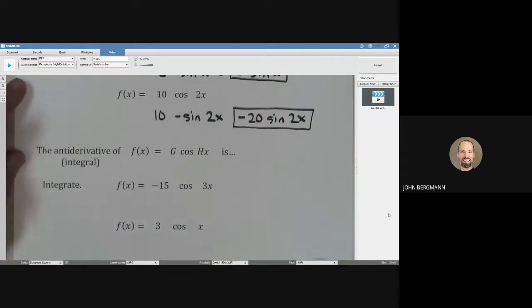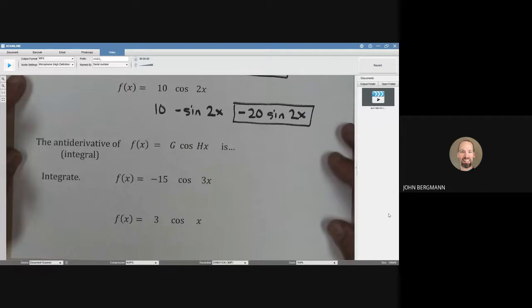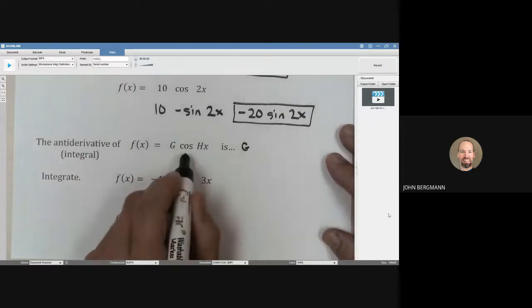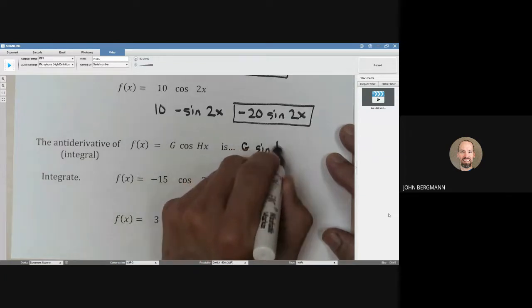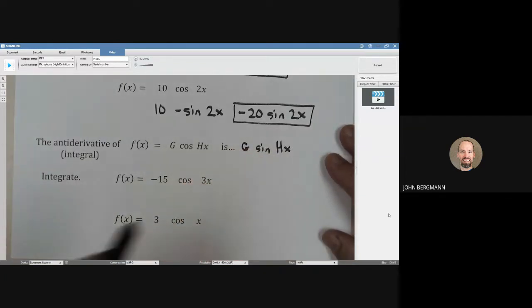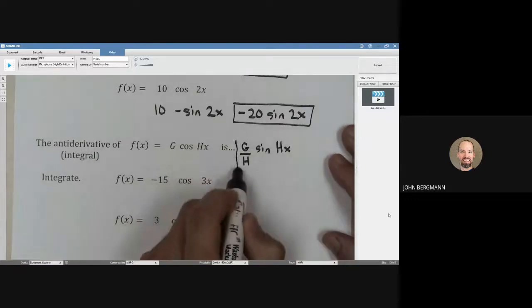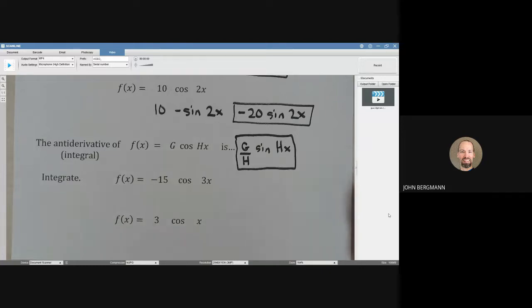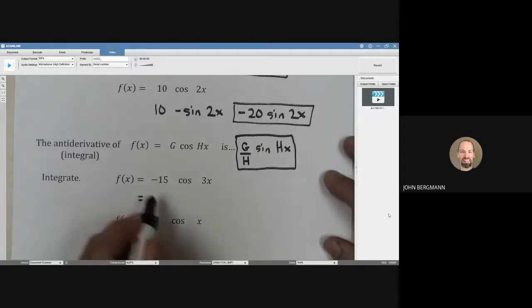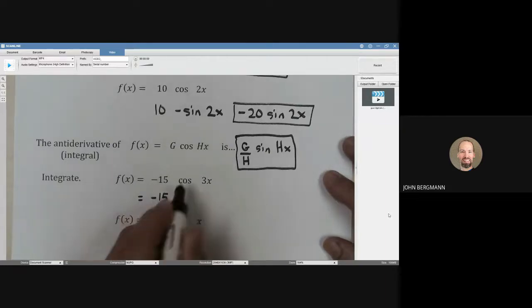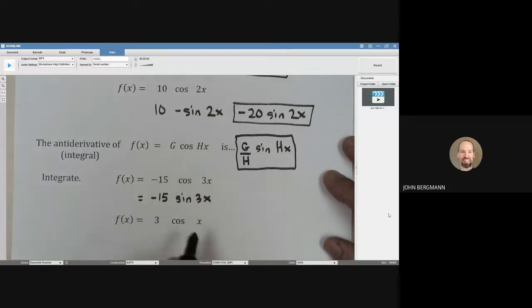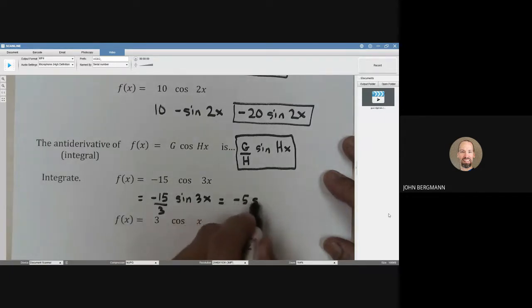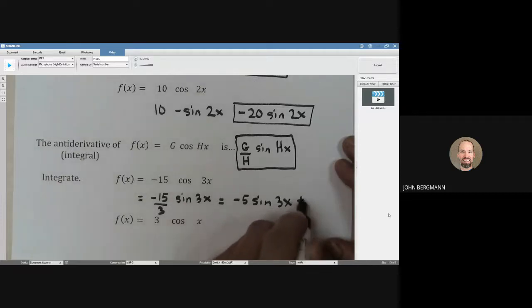Let's finish with the antiderivative. Antiderivative of cosine. The g stays the same. The antiderivative of cosine is sine of whatever it is. And then when we take the antiderivative, we have to divide by the derivative of what's inside there. That's the pattern. All right, let's try these examples here. Let's integrate this. We're going to leave the 15 the same. When we integrate cosine of 3x, we get sine of 3x. And we have to divide by the derivative of 3x, which is 3. I'm seeing here negative 5 sine 3x plus c.